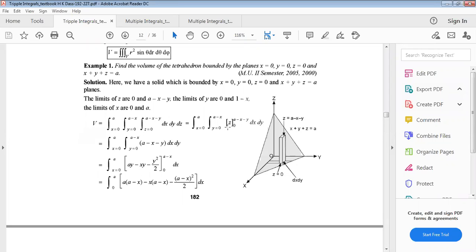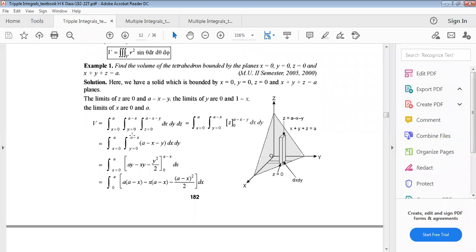So if we take the integration of 1 with respect to z, what will it be? Only z. So z, and then we put the upper limit and lower limit within the third bracket. Now putting the value of z, the upper limit is a minus x minus y, so replacing z with the upper limit we get this, and putting the lower limit we get only 0. This is why you get this one.